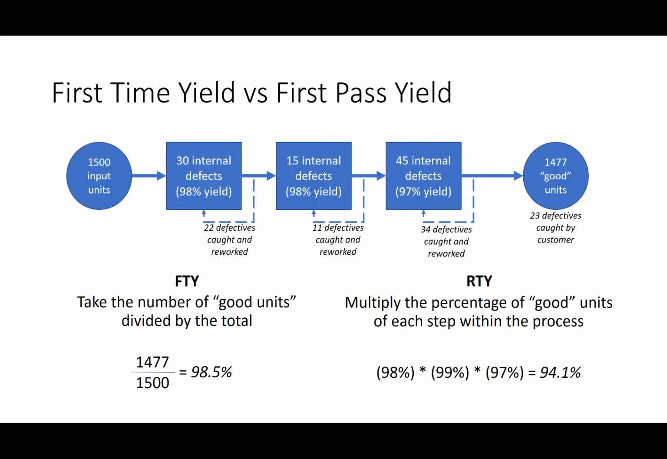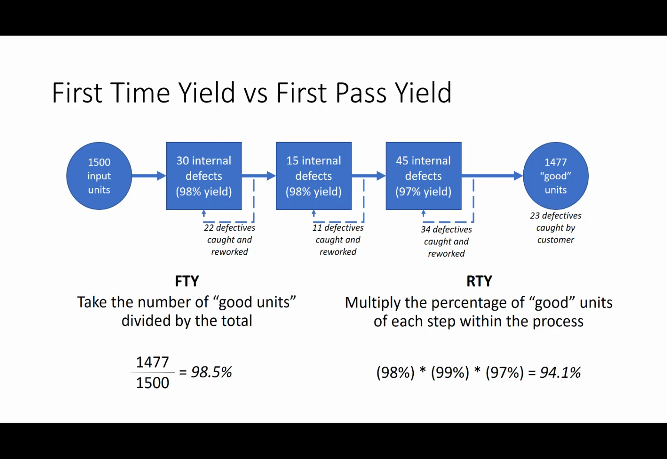Let's take, for example, this following scenario. Suppose you had 1,500 units that had 3 stages. The first stage had 30 internal defects, but 22 of them were caught and reworked. The second stage had 15 internal defects, where 11 of them were caught and reworked. And then the third stage had 45 internal defects, 34 of which were caught and reworked. Ultimately, with the catching and reworking of the defects internally, only 23 defectives got out the door, and you had 1,477 good product. This is to show the difference between the first-time yield and the rolled throughput yield.